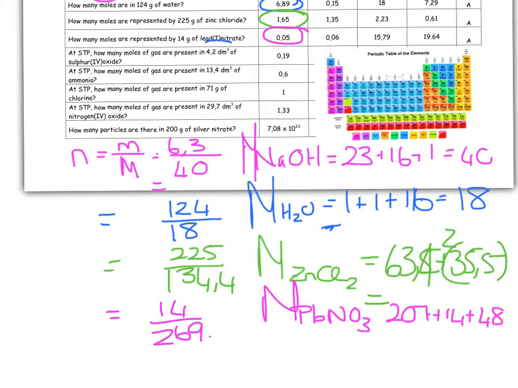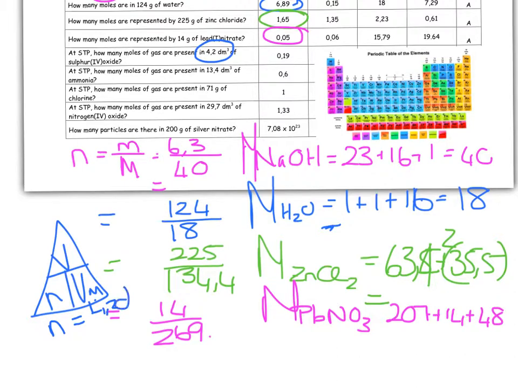At STP, how many moles of gas are present in? So I'm given a volume now. So now we're going to say number of moles is volume over molar volume. And so you're going to land up with number of moles is equal to 4,2 decimeters divided by 22,4, which is 0,19. Then if I'm going to take a look at how many moles of gas are present in 13,4 decimeters cubed, again, it's just volume, 13,4, divided by molar volume, 22,4, and I land up with 0,6.